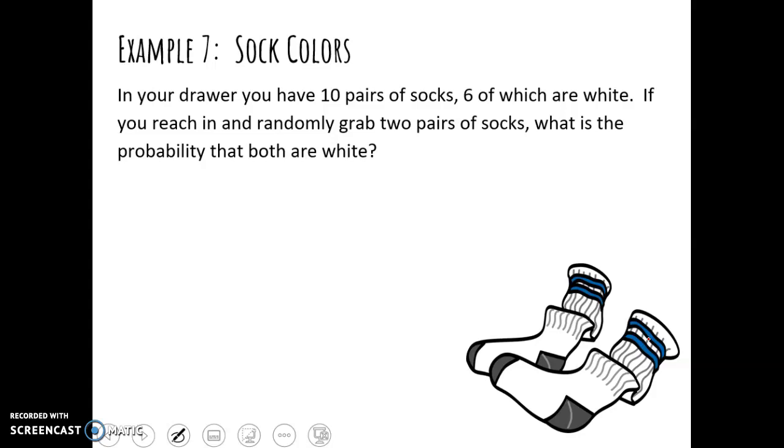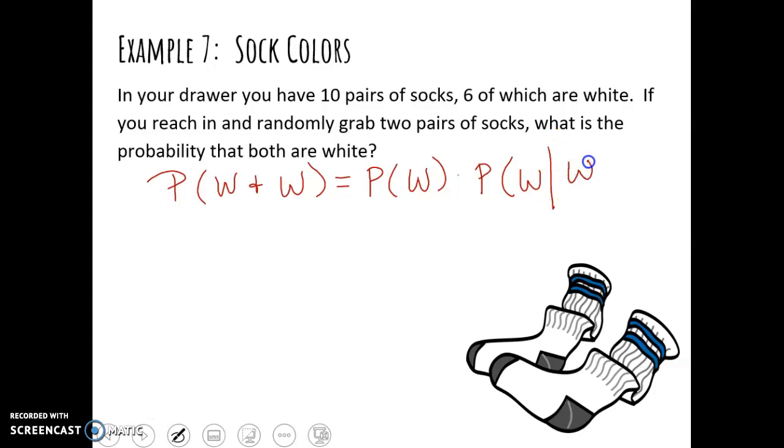All right, sock colors. In your drawer you have 10 pairs of socks, 6 of which are white. If you reach in and randomly grab 2 pairs of socks, what's the probability that both are white? So this would be dependent because you don't replace the first pair when you're grabbing the second pair. So one will affect the other. So what's the probability that you have a white and a white? So we want the probability that the first one's a white times the probability that the second one is a white, given that the first one was a white.